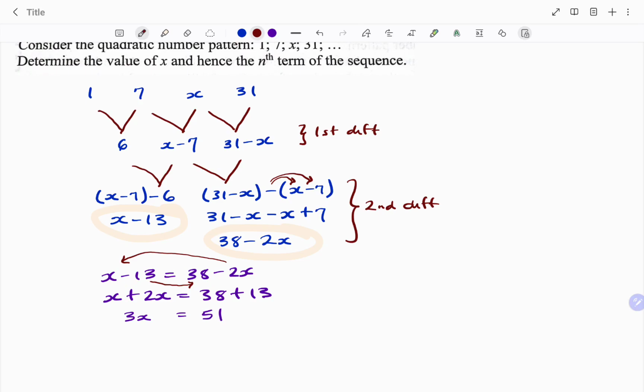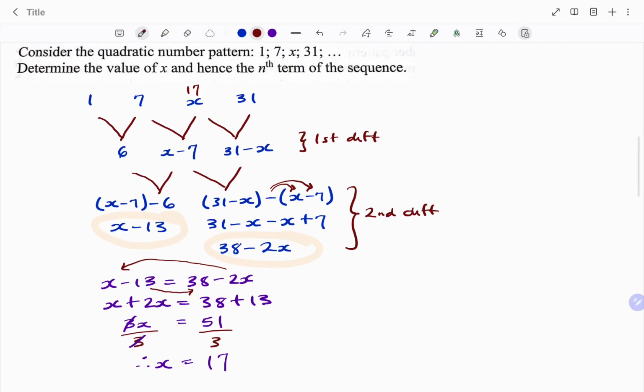In order to find x, I'm going to divide both sides by 3. Therefore, the value of x equals 51 divided by 3, which is 17. So the missing term x is 17. Now we can go to the second part of the question. It says, determine the value of x and hence the nth term of the sequence.